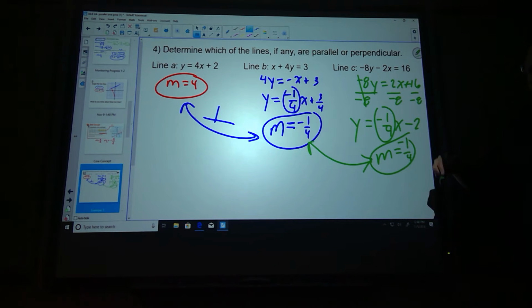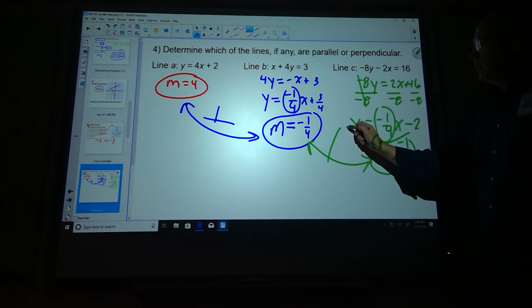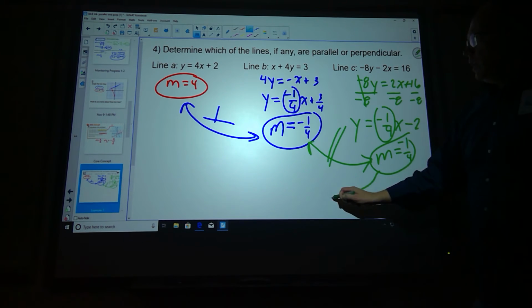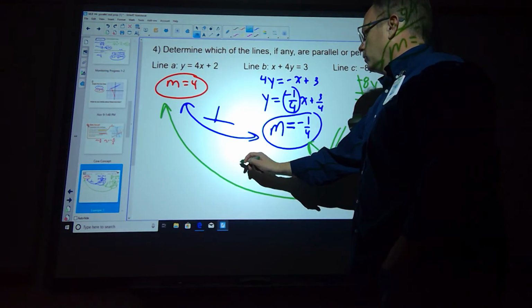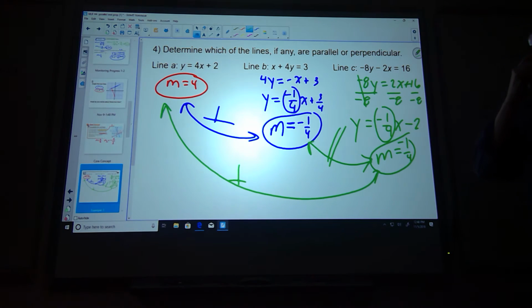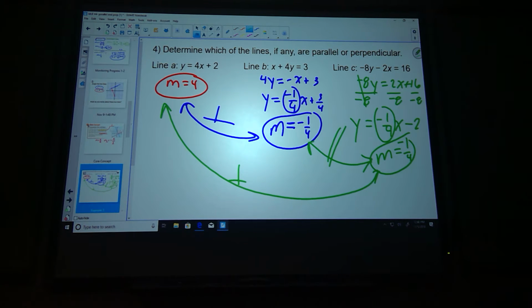So what are the green and blue? Are they parallel or perpendicular? Parallel. So these are parallel. This and this are opposite signed, flipped over, so those happen to be perpendicular. So the red and the blue are perpendicular. The green and the red are perpendicular because they're negative reciprocals. And then the blue and the green are parallel because they're the exact same slope.